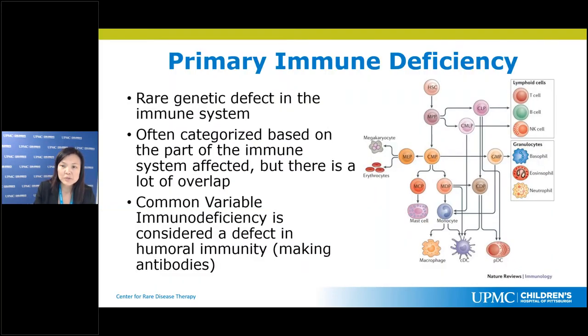To define primary immune deficiency, this is a rare genetic defect in the immune system. It's often categorized based on the organ system that's affected, and that's why I'm showing you the slide again, because whether you have a problem with neutrophil production or function, or a T cell problem or a B cell problem, these manifest in different ways and lead us to think of different diagnoses. Today, a lot of the talk is going to be on common variable immunodeficiency. We consider that a defect in humoral immunity, which means a defect in your ability to produce antibodies that help fight certain types of infection.